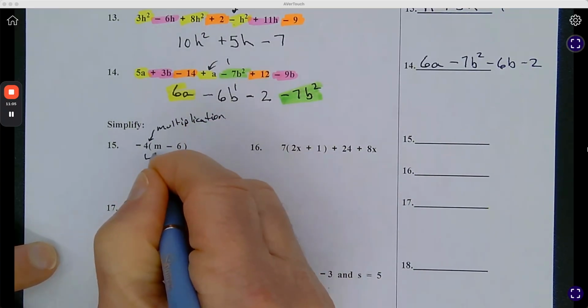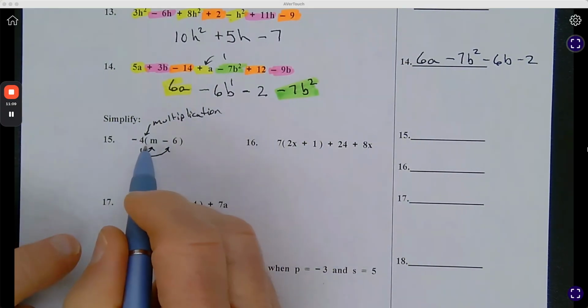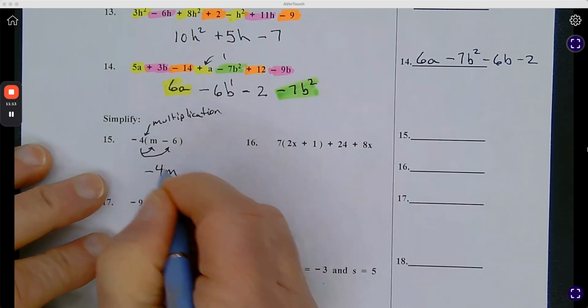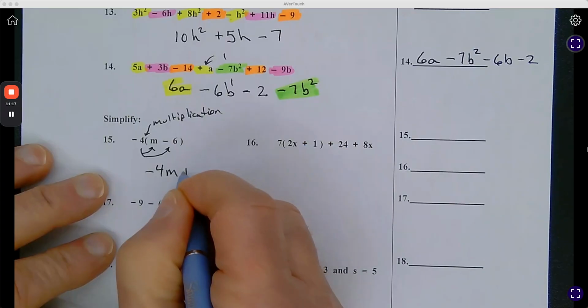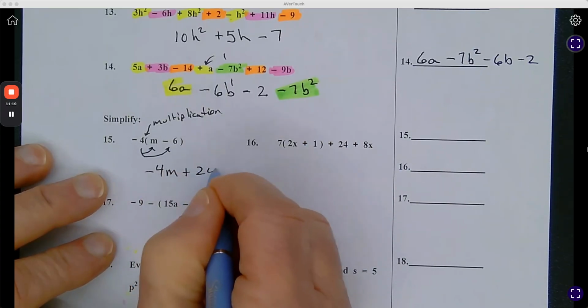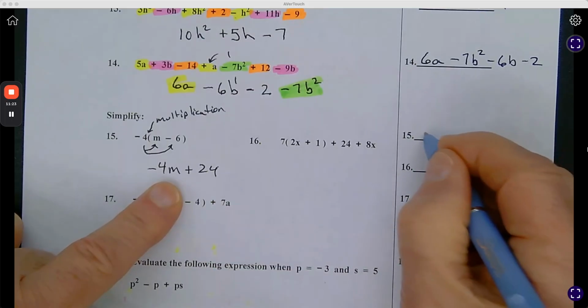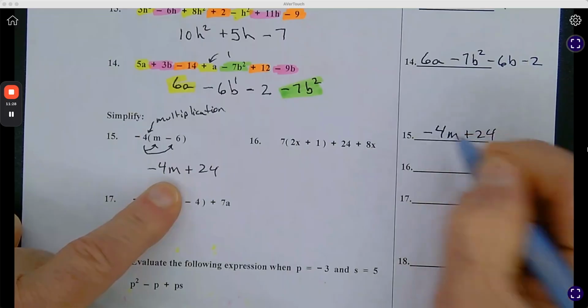So negative 4 times m, negative 4 times negative 6. The number in front of m is 1. So negative 4 times 1, m. Negative times a negative is a positive. 4 times 6 is 24. These are not like terms. That's a category of m. That doesn't have a category. Make sure you're in proper form so the variable term comes first.